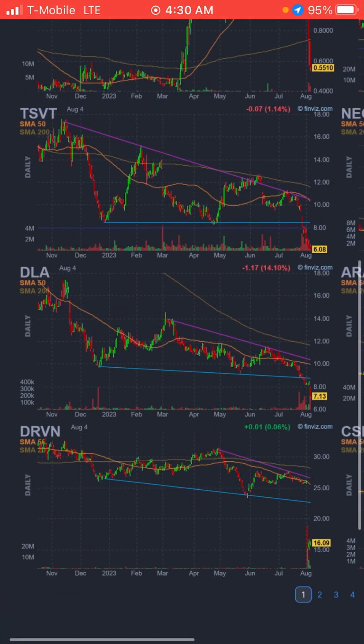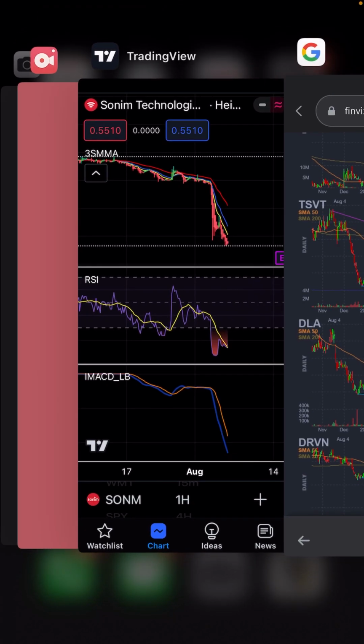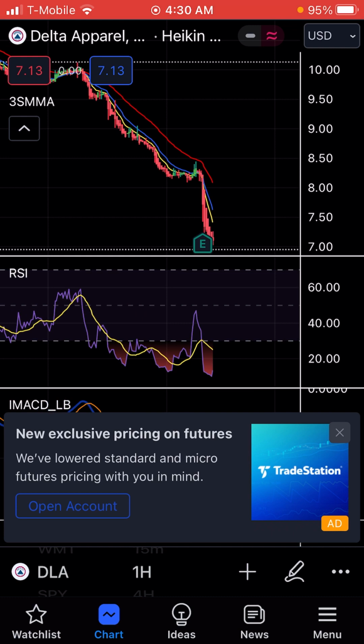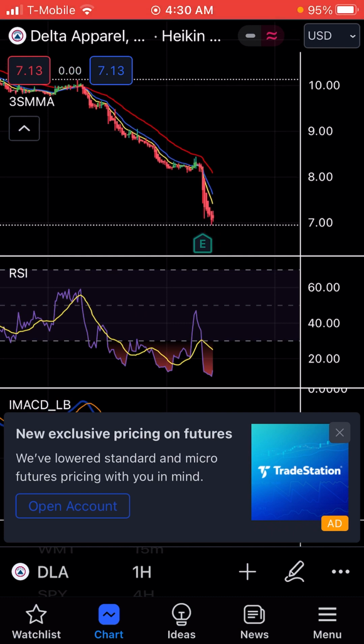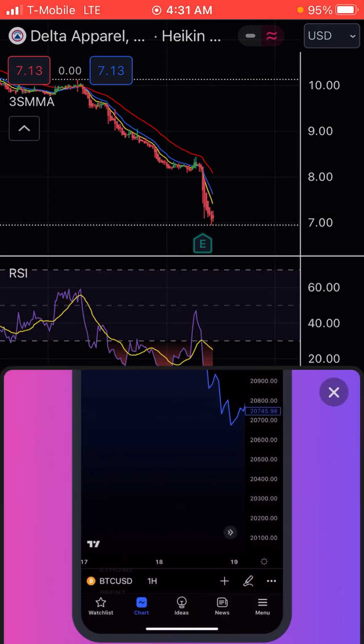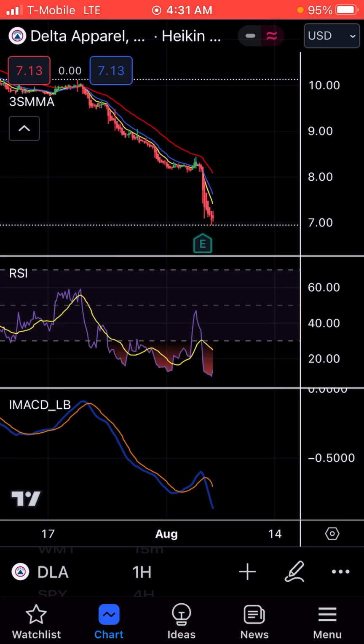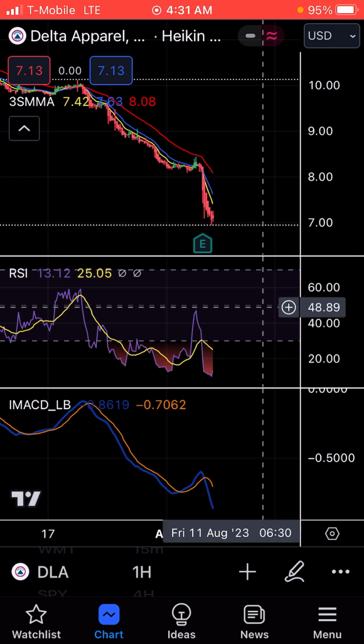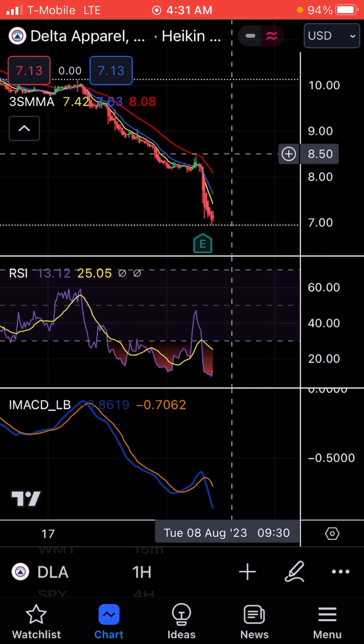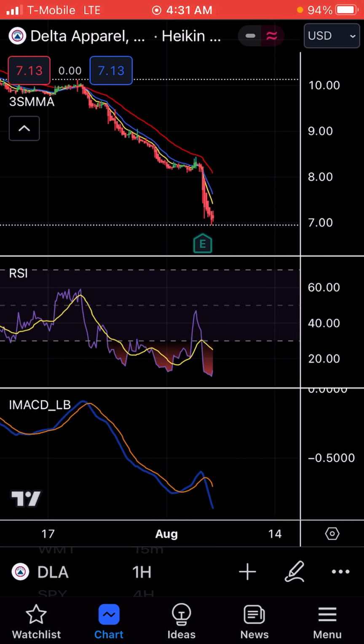So let's look at one more. Let's look at DLA. Okay, DLA looks promising here. We see they had a downtrend, and it potentially could start going back up, but I'd be looking for the purple line to cross with the yellow line, and that's probably when I would get in. I would try to do it on the hour.